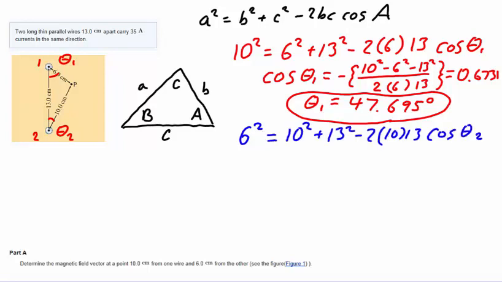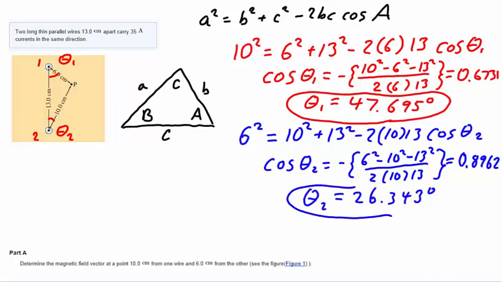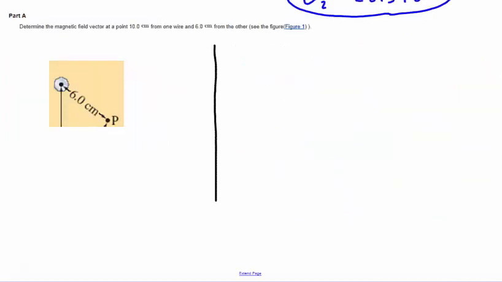An analogous calculation can be done to solve for theta 2, whose opposite side is the 6 centimeters, yielding this expression for the cosine of theta 2, which is numerically 0.8962, meaning that theta 2 itself is equal to 26.343 degrees. The final solution to this problem will be obtained by dealing with two magnetic field vectors.